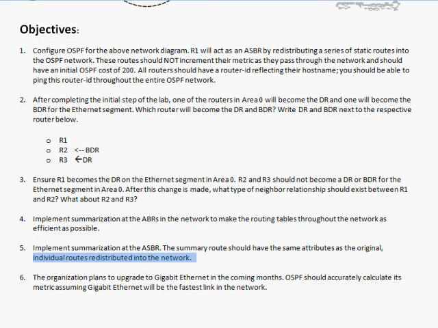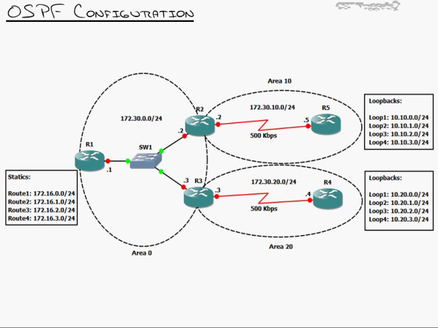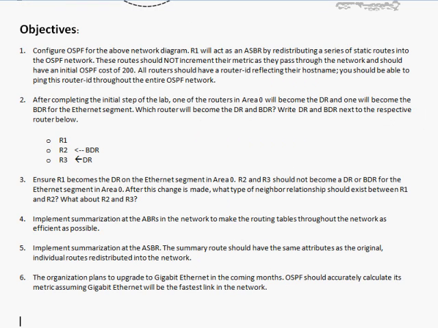Good. So where are we? We now have all the tasks completed and summarization happening. The last thing we need to do is drop down here to task 5. It says the organization plans to upgrade to gigabit Ethernet in the coming months. OSPF should accurately calculate its metric, assuming gigabit Ethernet will be the fastest link in the network.